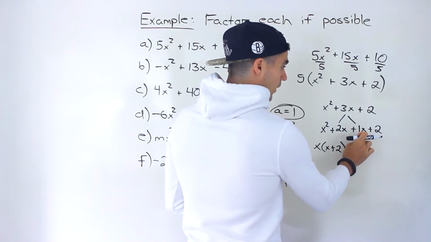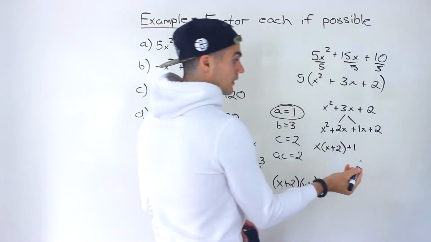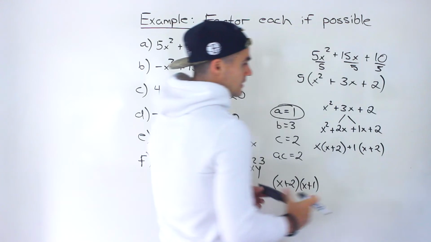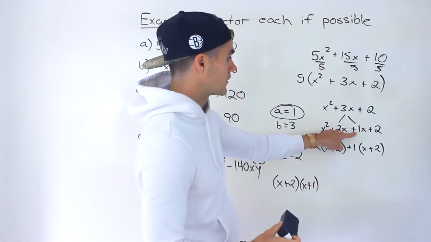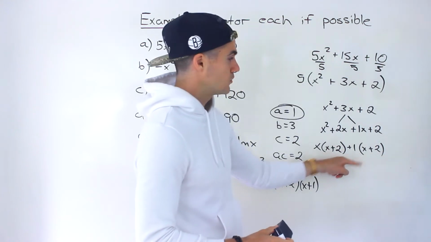Then from here we have a 1x plus 2. Whenever you have a 1x over here, you always just take out a plus 1, like that. And you'd just be left with x plus 2. Same thing if you have like a minus 1 over here, you would just take out a minus 1, and then all of the signs would change here.